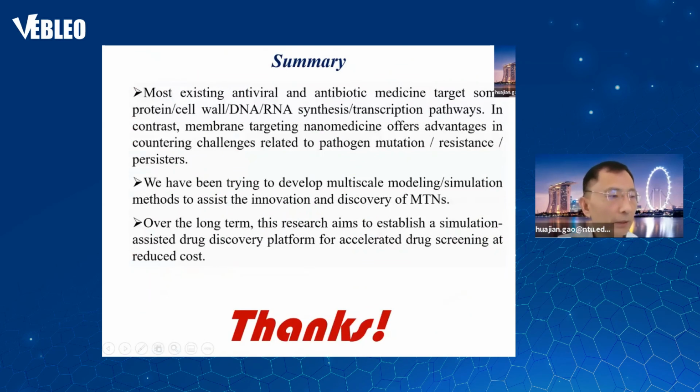Let me conclude my talk. Most existing antiviral and antibiotic medicines target some kind of protein, cell wall, DNA, or RNA transcription pathways. These are usually effective on metabolically active pathogens, but they're less effective for persisters, for slowly growing bacteria, or for virus mutation, they also become less effective. So in contrast, we think membrane target nanomedicine offers advantages in countering challenges related to pathogen mutation and resistant persisters.